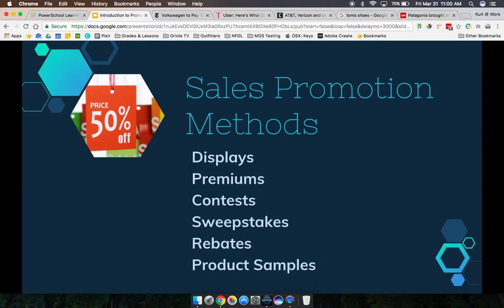And then product samples. I'm sure that you guys get product samples all the time. Once you guys turn 18, you probably get a lot of product samples from companies that say, hey, you're an adult now, so here's a razor or deodorant and whatever else you guys can use. You'll get those in the mail. You may have gotten shampoo samples in the mail, things like that.